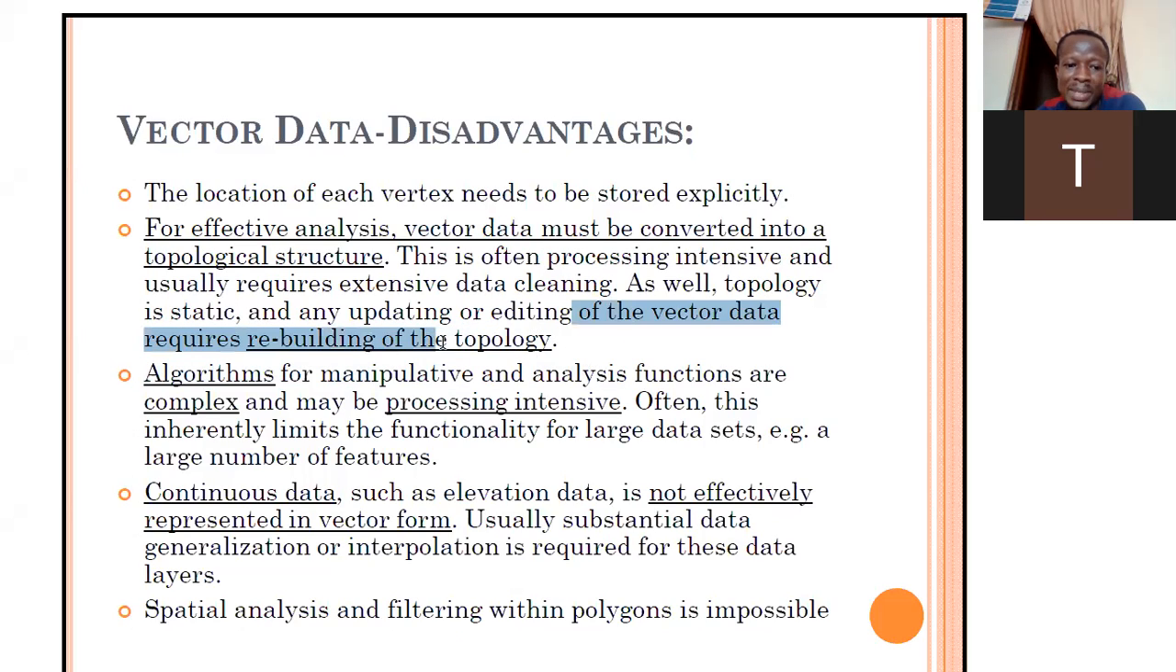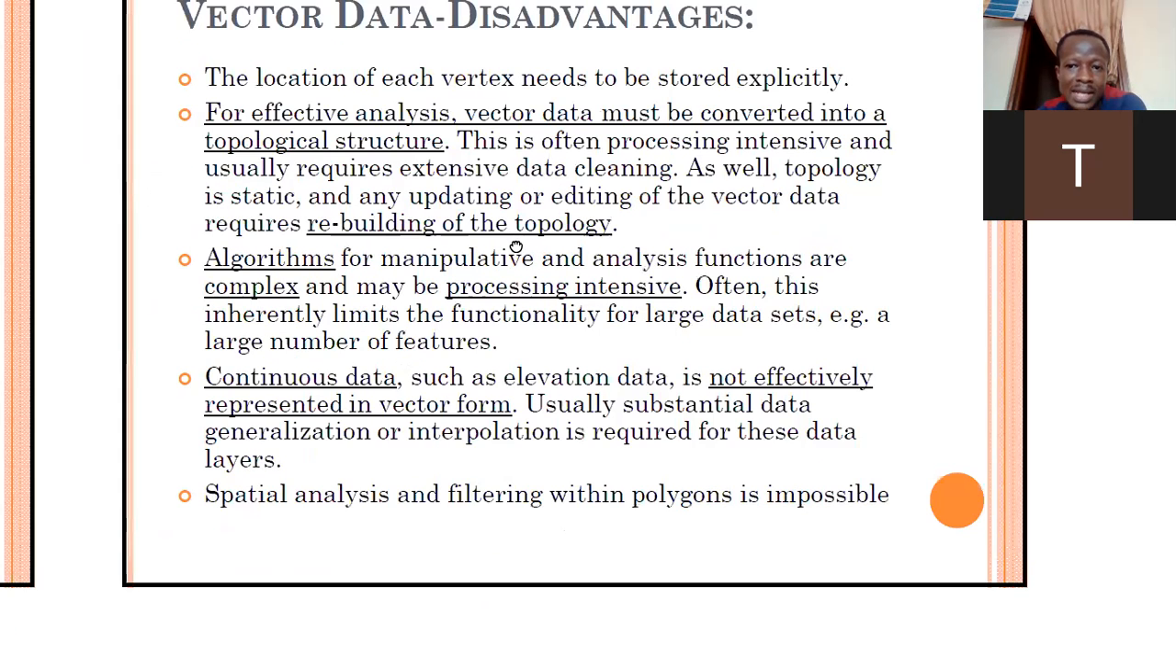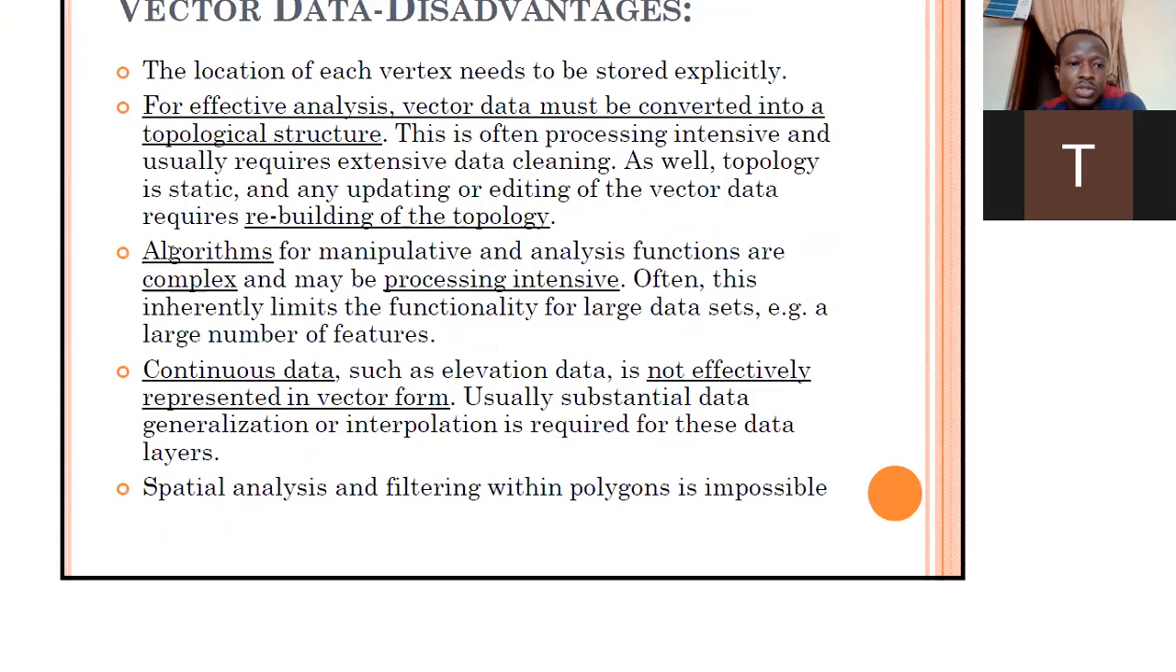And we may also need to rebuild the topology, something called rebuilding topology. In other words, you can click a button and then the computer will tell you where the issues are in the data set. Okay, all right, and you need to do that, and it may just take some time, but it's okay. So topology is static. All right, so it means it's not like on the fly, it's not dynamic. It means that as you put data into GIS, it doesn't just figure out that some line isn't reaching another line. Okay, algorithms for manipulation and analysis functions are complex and may become processing intensive.